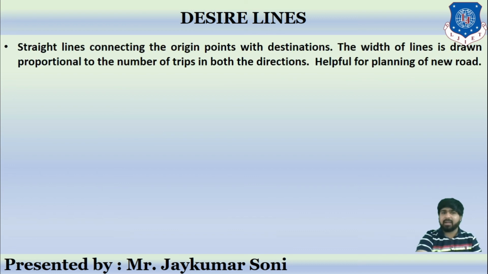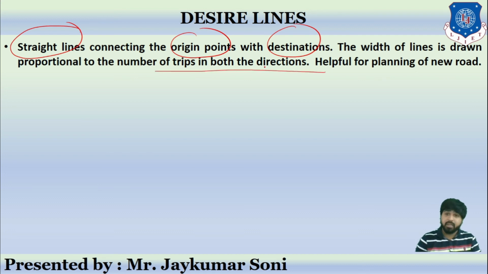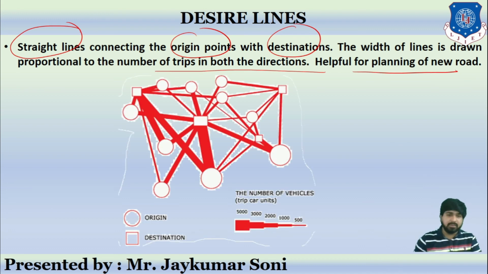Then comes the desire lines. Desire lines means these are the straight lines that connect the origin points to the destination. And the width, means the thickness of that line, is drawn proportional to the number of trips in both directions. It is helpful for planning of new roads also. It looks like this.